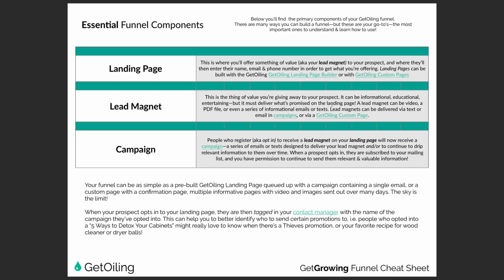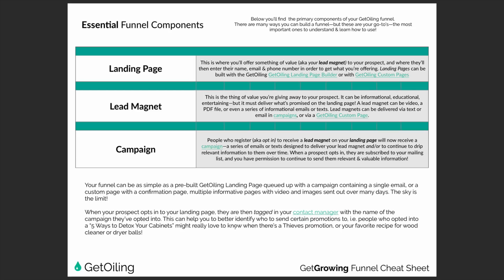And then finally, we have campaigns. This is where the people who register on the landing page, or who opt in on the landing page, receive their lead magnet. They will now receive that campaign. And that campaign is going to be a series of emails or texts designed to deliver your lead magnet or to continue to drip relevant information to them over time. So when a prospect opts in, they're subscribed to your mailing list and you have permission to continue to send them relevant and valuable information.